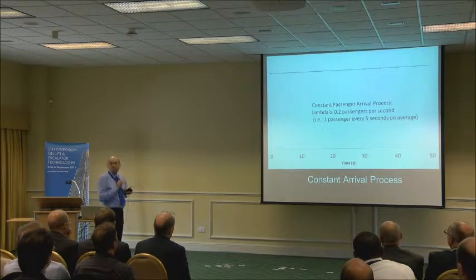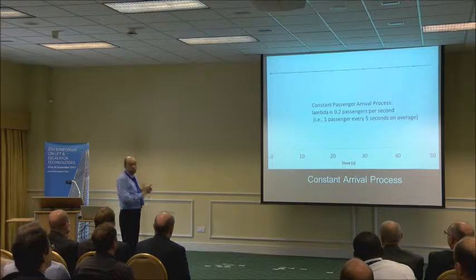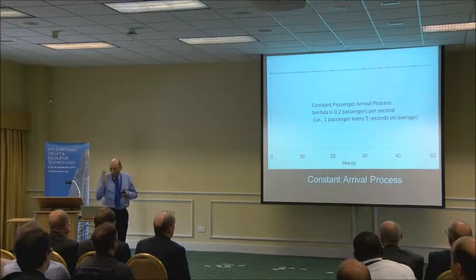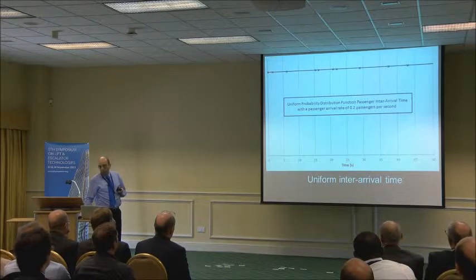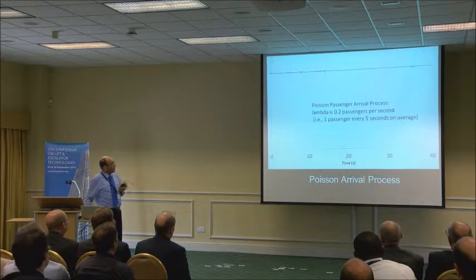The people are well behaved. They don't arrive in batches. Every person arrives on his own or her own. And they actually have a constant inter-arrival time. Very well behaved. Beautiful for calculating the round trip time. But that's not reality. So we can either have a uniform distribution function, and we can have a Poisson.